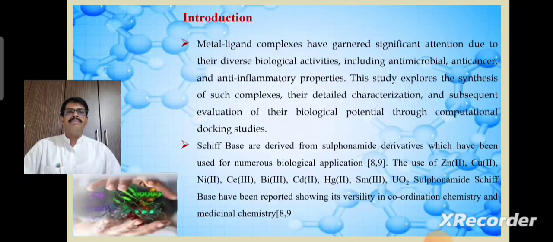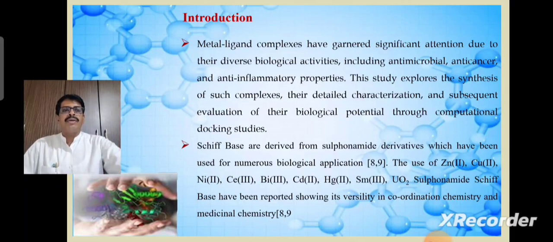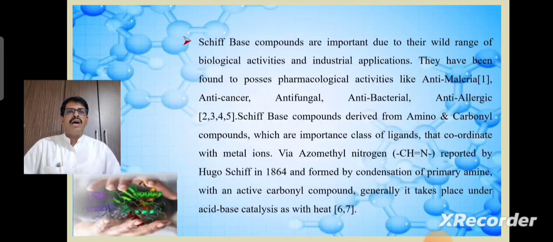Zinc, copper, nickel, selenium, bismuth, cadmium, mercury, samarium ions, and uranyl dioxide complexes of sulfonamide Schiff bases have been reported, showing their versatility in coordination chemistry and medicinal chemistry. Schiff base compounds are important due to their wide range of biological activities and industrial applications. They have been found to possess pharmacological activities like anti-malarial, anti-cancer, antifungal, antibacterial, and anti-allergic.